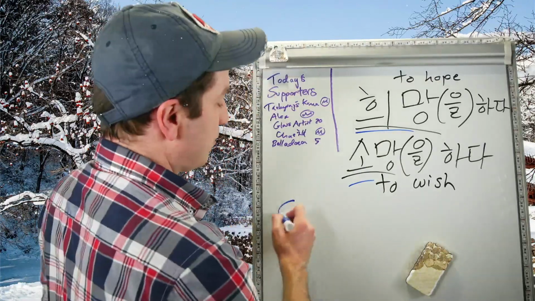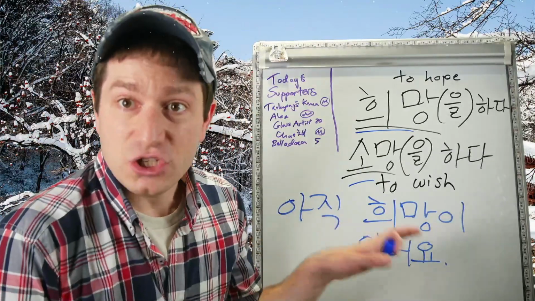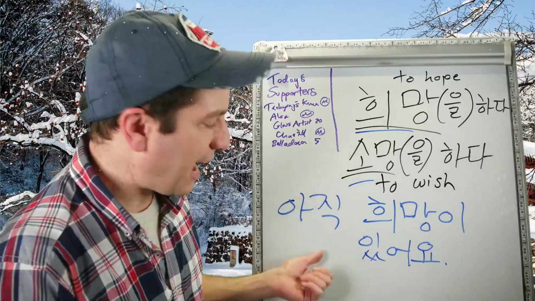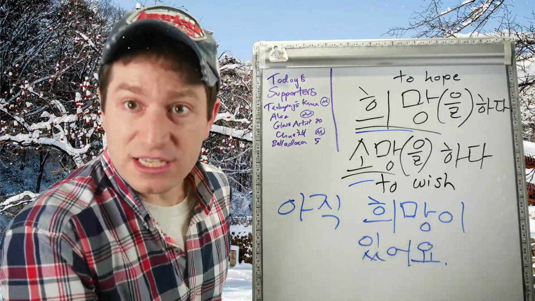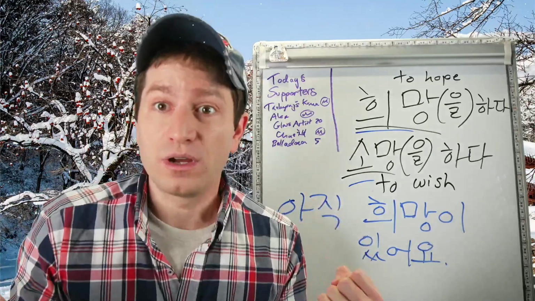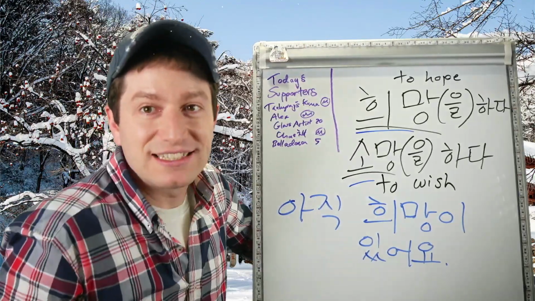So let me give you one example. 아직 희망이 있어요. 희망, hope. 아직, still. 아직 희망이 있어요. We still have hope.